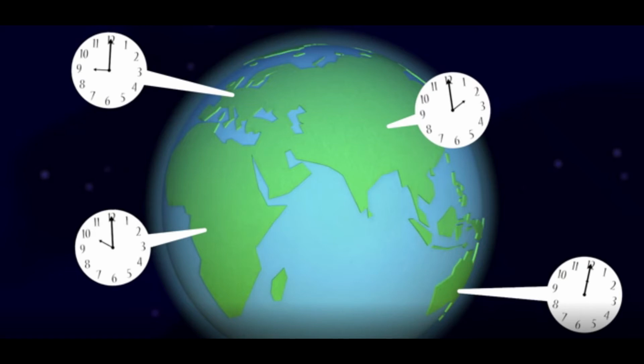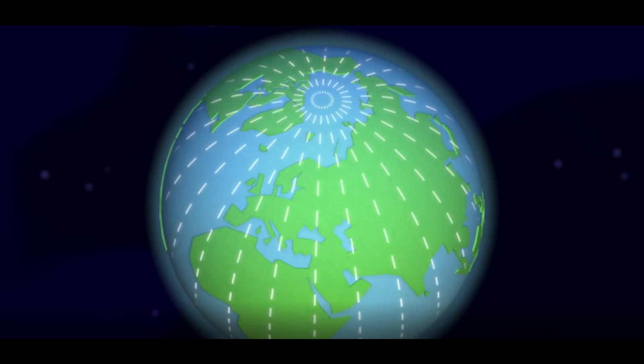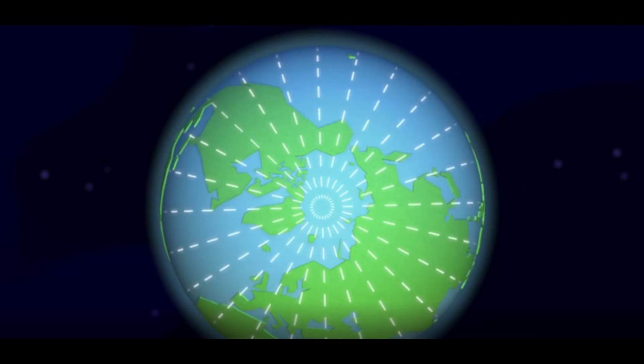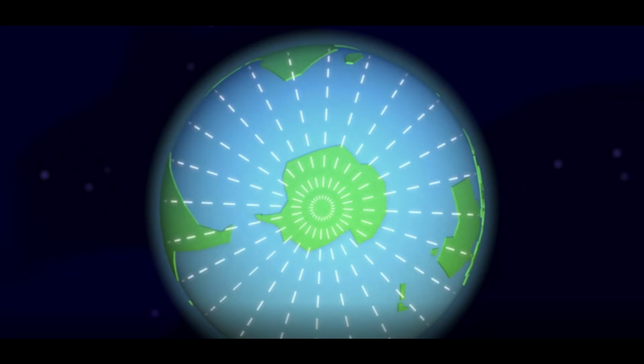As the time is different depending on where you are in the world, everyone has agreed to split the world up into different time zones. They are imaginary lines called meridians. One of the meridians, which passes through London, is known as the prime meridian or the Greenwich meridian.